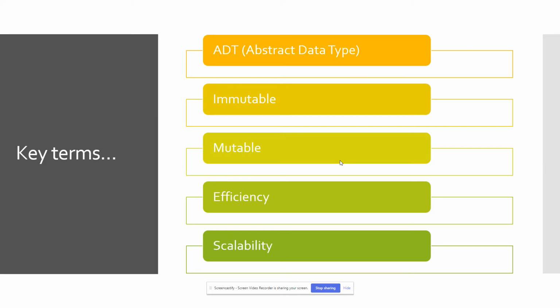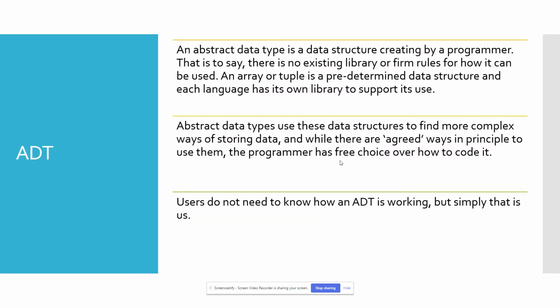So, key terms that you need to be really comfortable using. ADT, which stands for abstract data type. I'll talk you through all these in a moment. Immutable, mutable, efficiency, and scalability. So first, let's start with abstract data types.